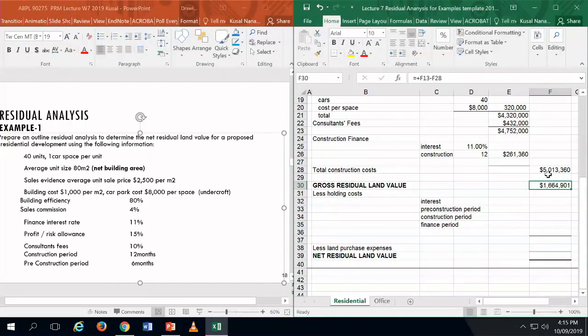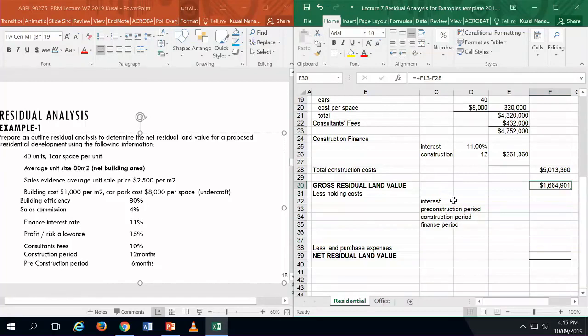Land cost and land related expenses, legal fees, stamp duty, all those things, plus interest on borrowing. We call that land holding cost. So now we have to get rid of everything one by one. We normally borrow everything, meaning land cost, legal and stamp duty, for example. So first, how much is the land holding cost?